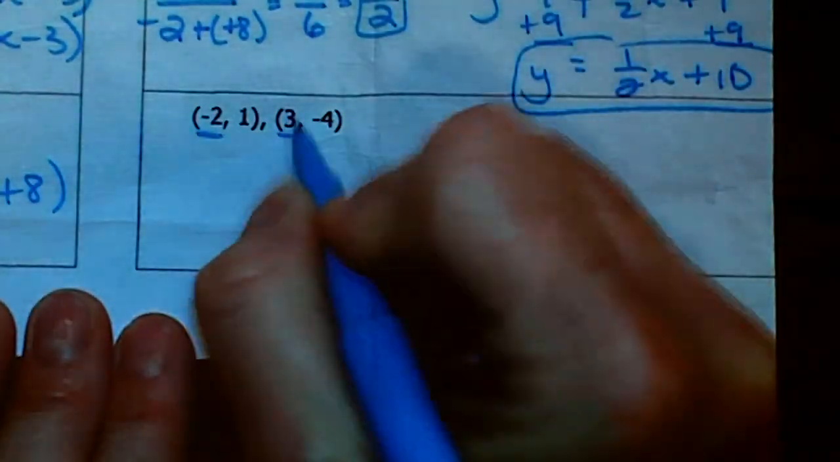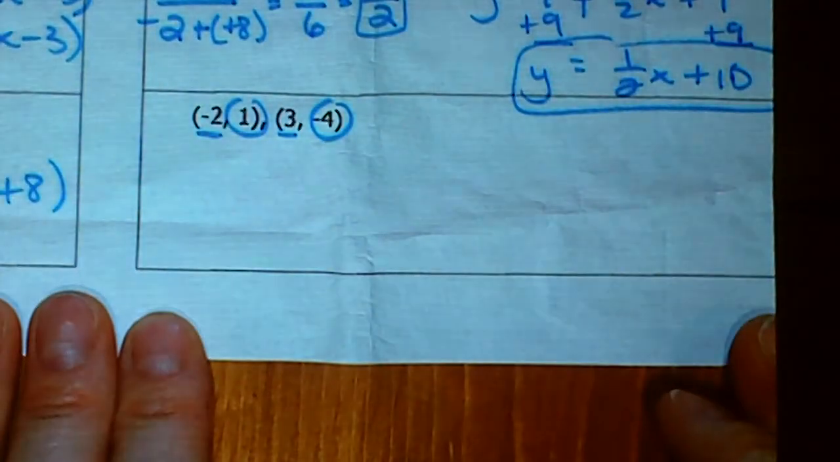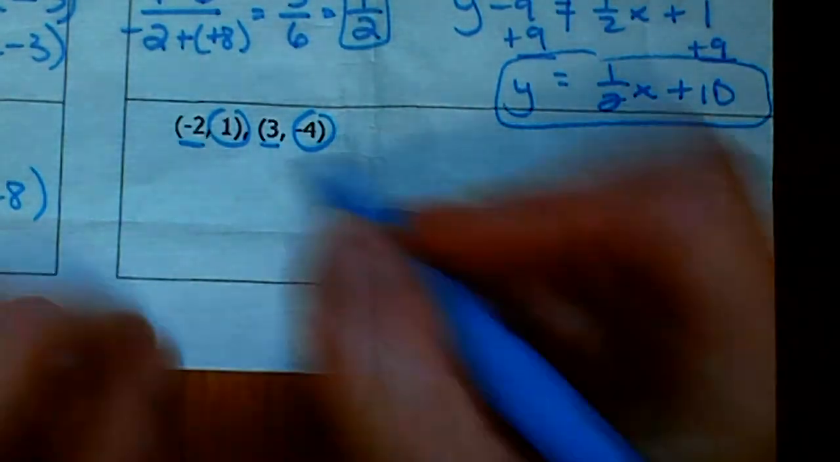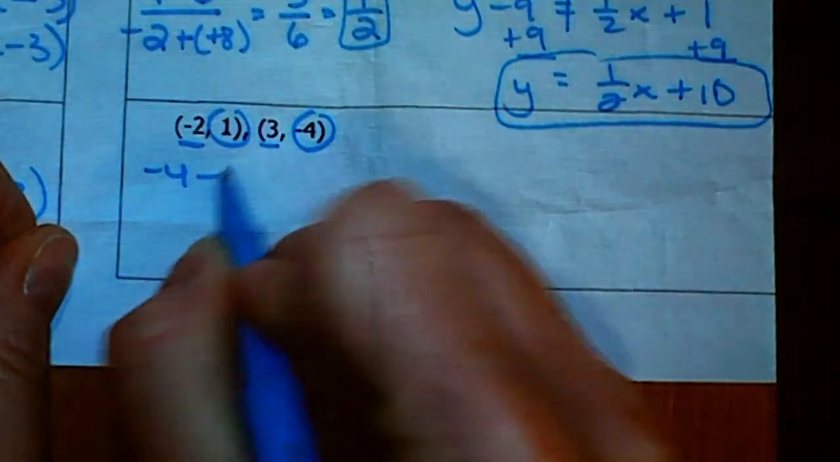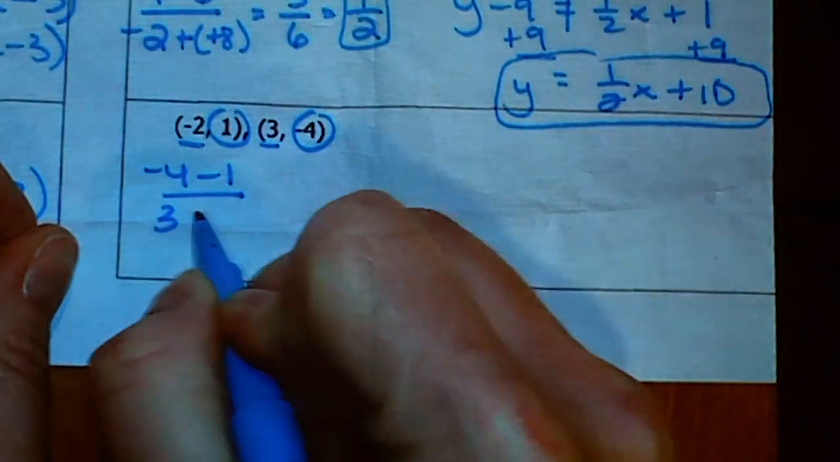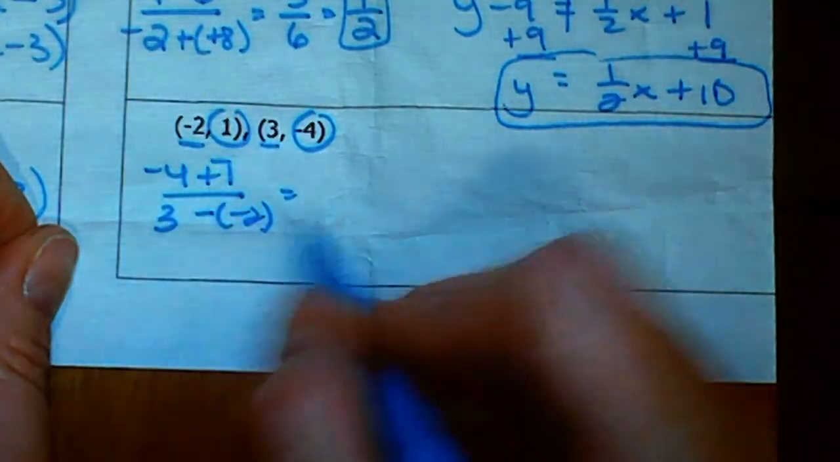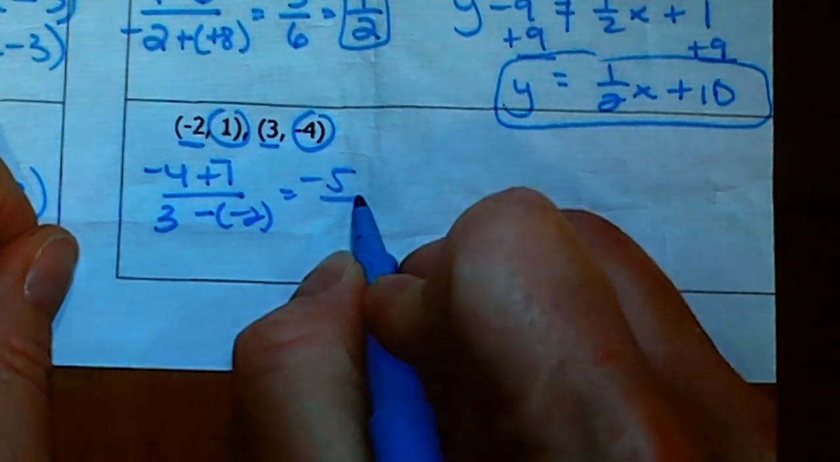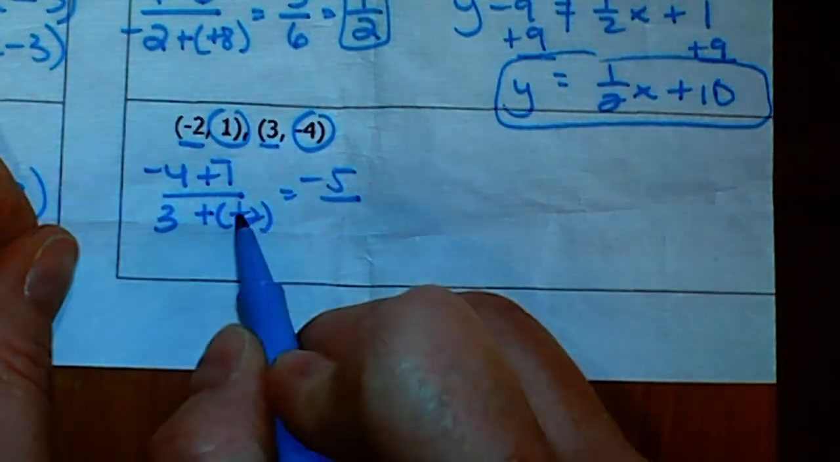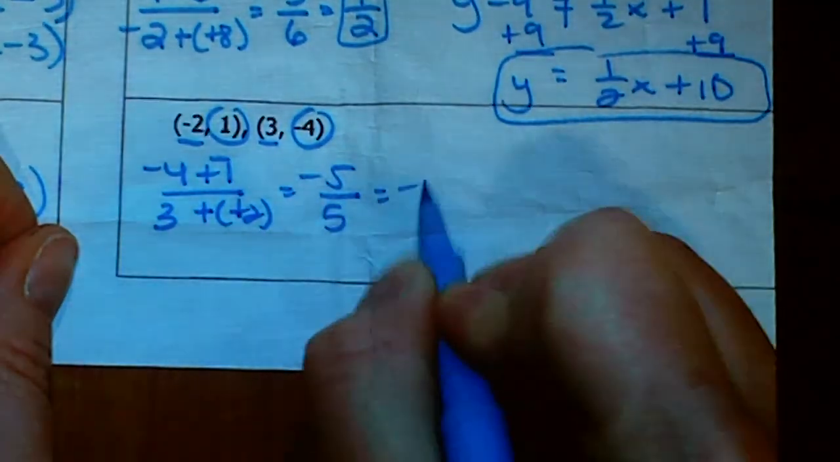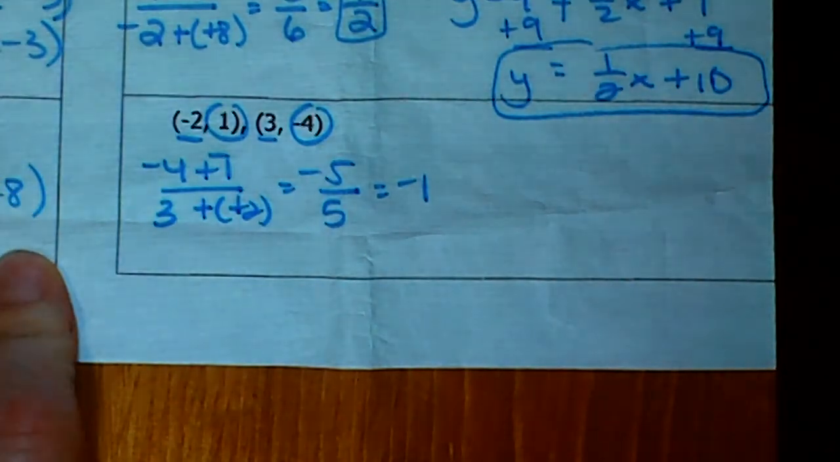Okay, underline my x's, circle my y's. Let's find the slope first. y2 minus y1 over x2 minus x1. Negative 4 minus 1, or plus negative 1, is a negative 5. 3 plus positive 2 is a positive 5. So my slope is a negative 1.